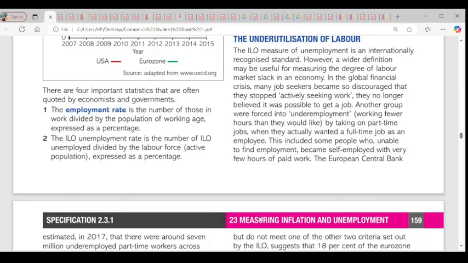So that's about inflation and unemployment. Thank you. So we have the activity.